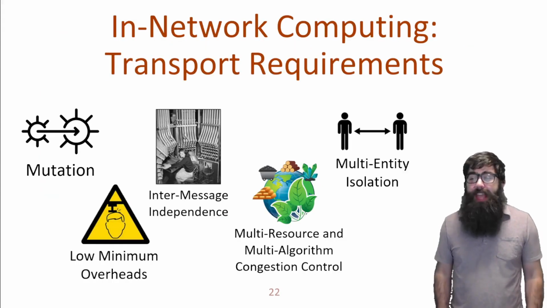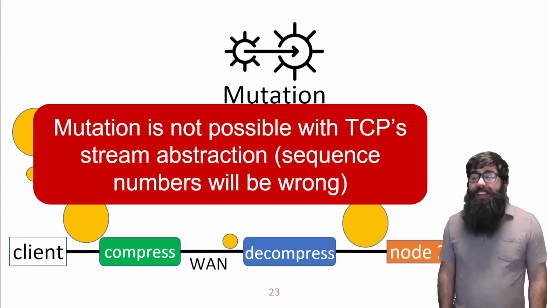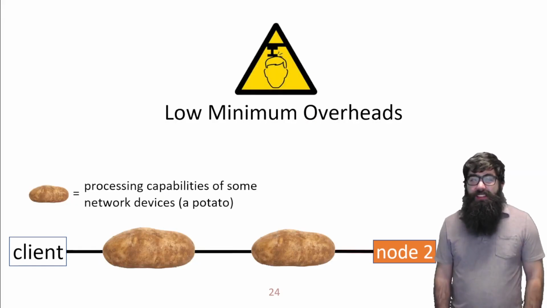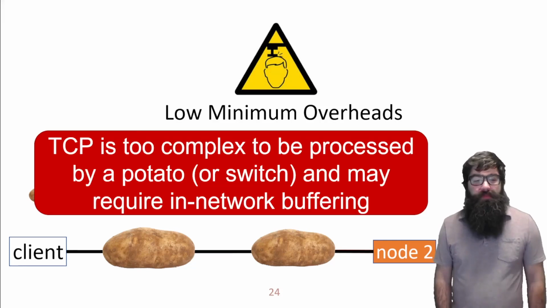TCP is incompatible with in-network computing, and I'm now going to go over 5 reasons why this is the case. First, some offloads like compression and serialization need to mutate a message. Unfortunately, this is not possible with the TCP stream abstraction, as sequence numbers will be wrong. Some of the devices in our network have limited processing capabilities with respect to the amount of packets they can buffer and how much computation they can perform. In short, we have potatoes in our network, and TCP is too complex to be processed by a potato.